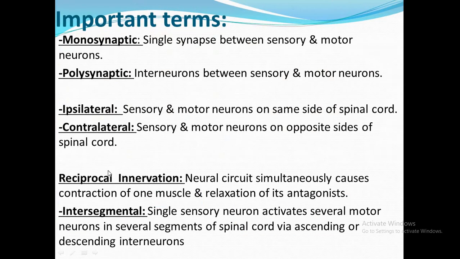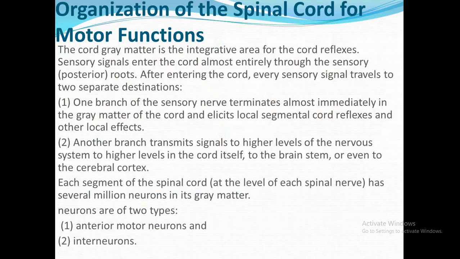Then we have the reciprocal innervation. Reciprocal innervation is a neural circuit that simultaneously causes contraction of one muscle and relaxation of its antagonists. Intersegmental is when a single sensory neuron activates several motor neurons in several segments of the spinal cord via ascending or descending interneurons. These two terms we will explain later when we talk about the spinal reflexes.